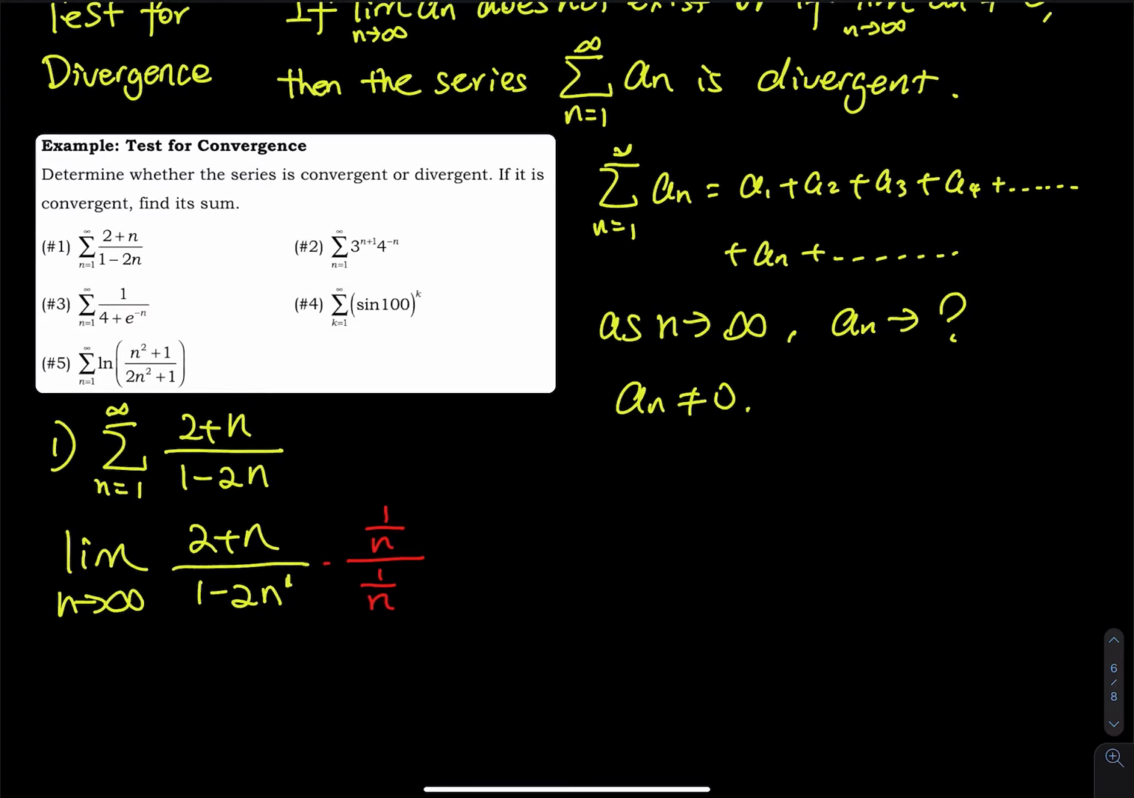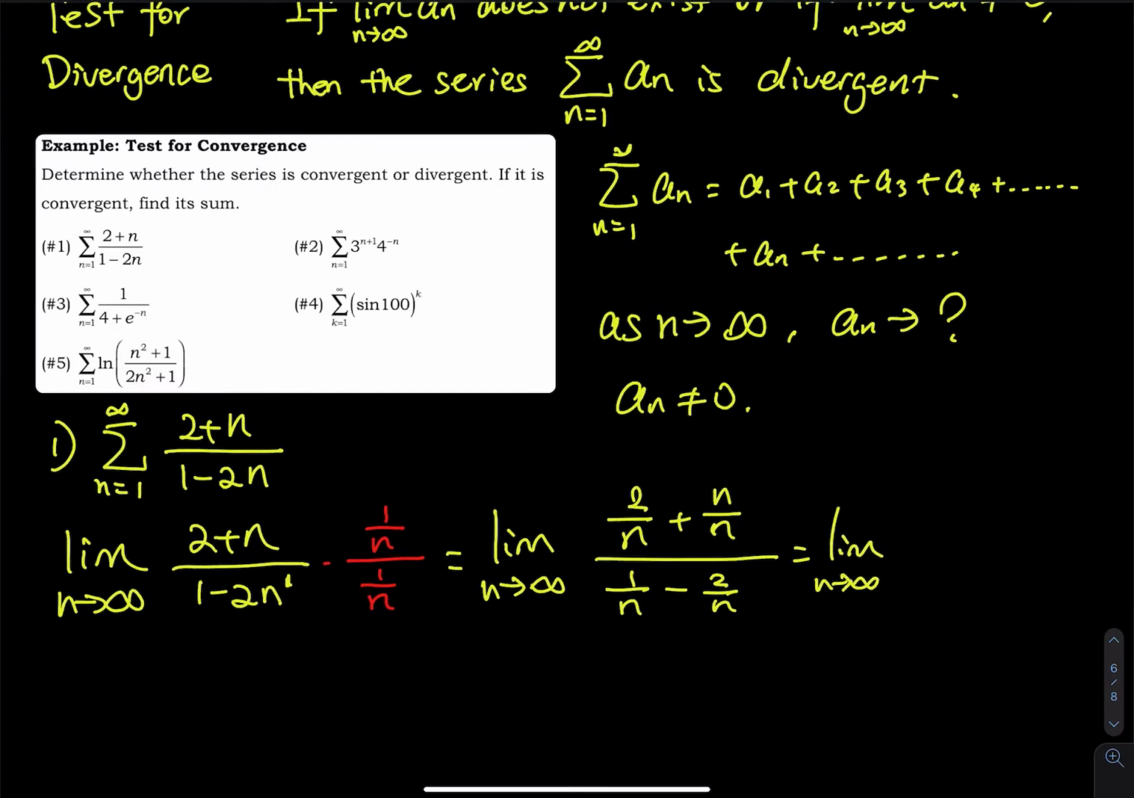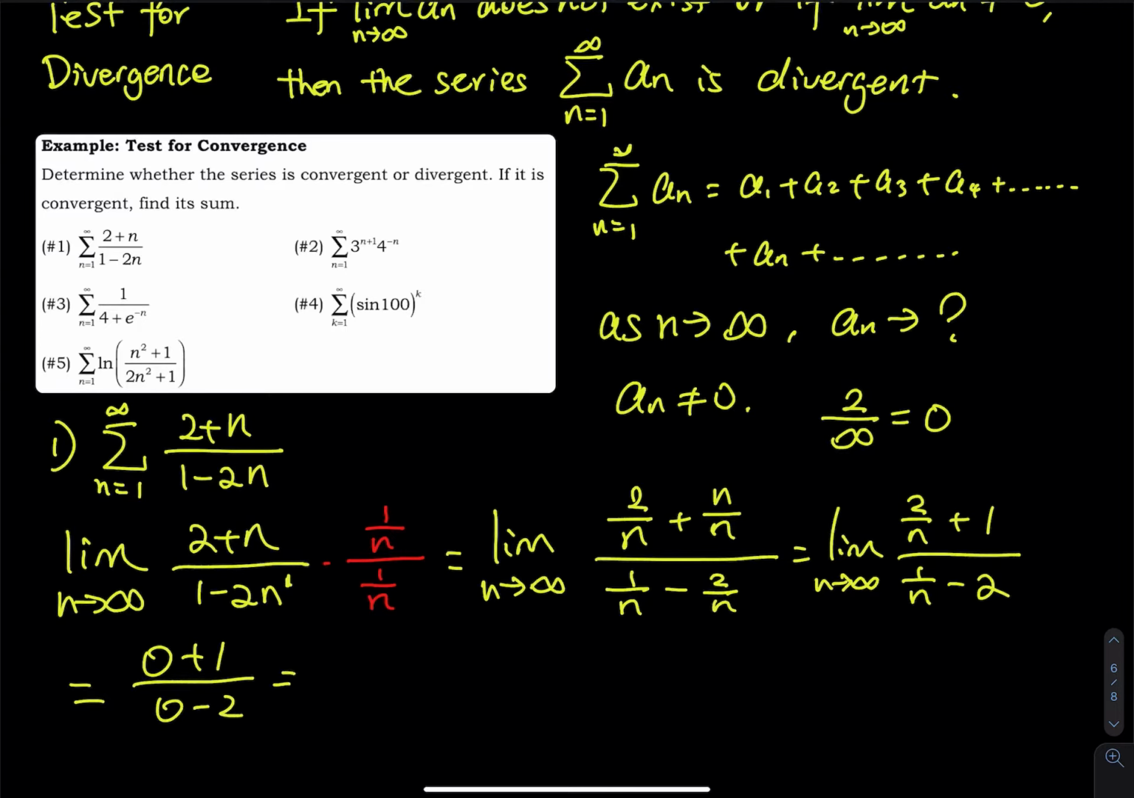So then we do the math. This is the limit as n approaches infinity of 2 divided by n, and then n divided by n is 1, over 1 divided by n minus 2. So this is the limit as n approaches infinity of the fraction 2 over n plus 1, over 1 over n minus 2. As n approaches infinity, 2 divided by infinity is 0. You have to know this from your differential calculus: 2 divided by a very large number is always equal to 0. But infinity divided by infinity is indeterminate. So we have 0 plus 1 over 0 minus 2, which overall equals negative 1/2.